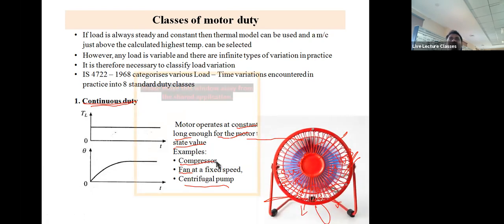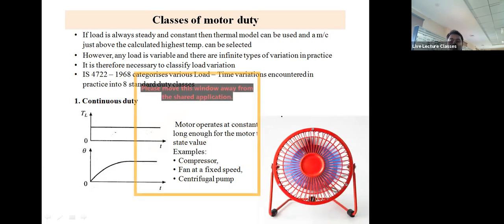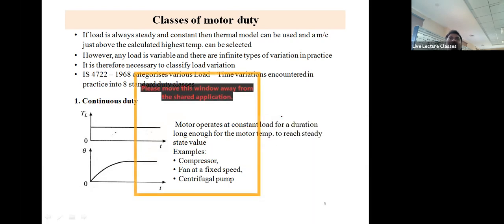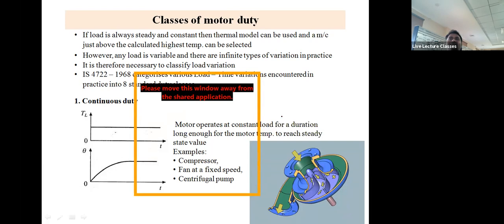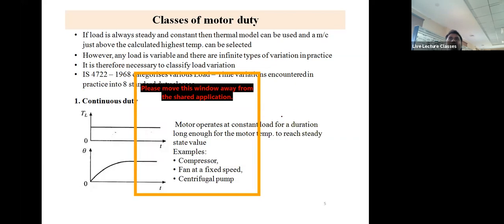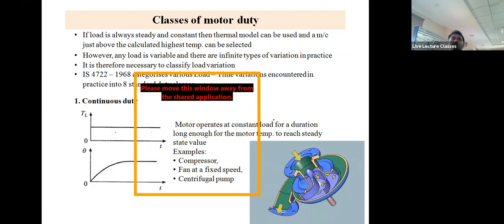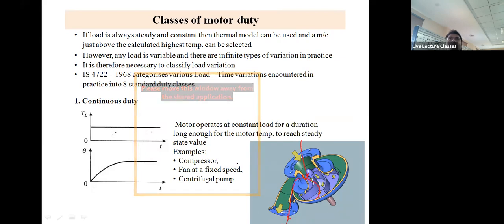So that's an example of a fan type load. Then this is the compressor type of load. This will rotate and the water will go inside. This will get pumped out through this pipe. That's a centrifugal pump.